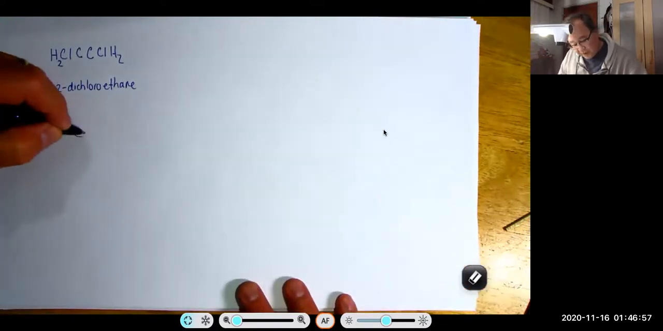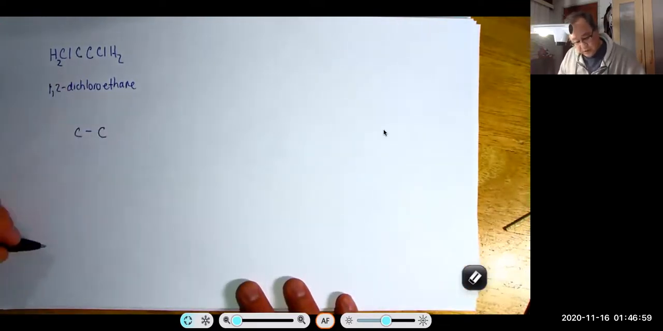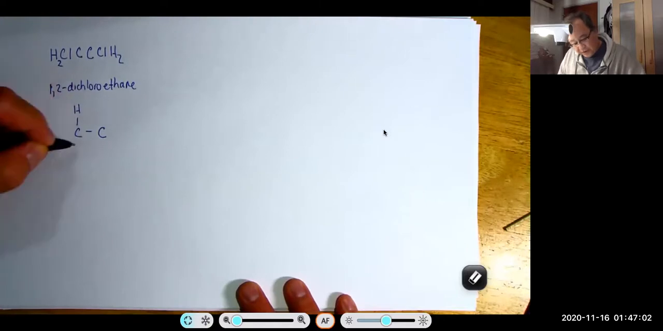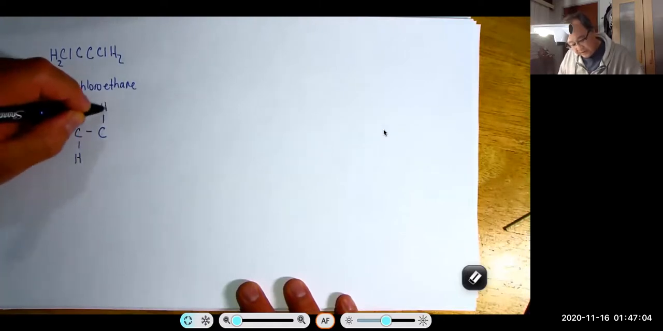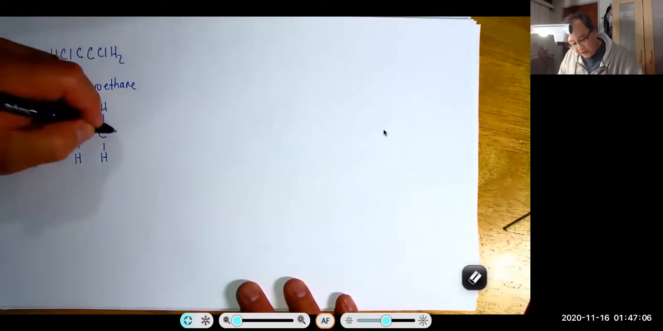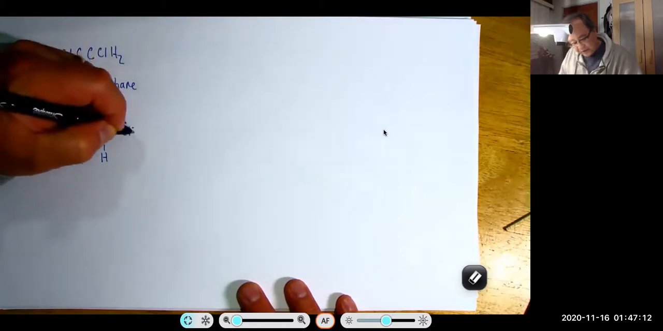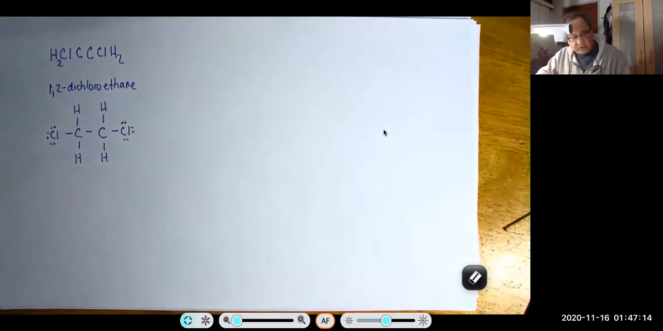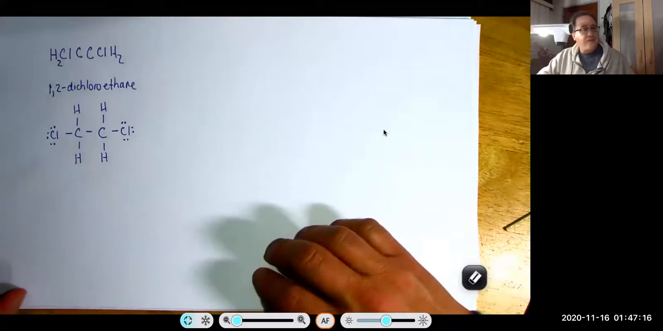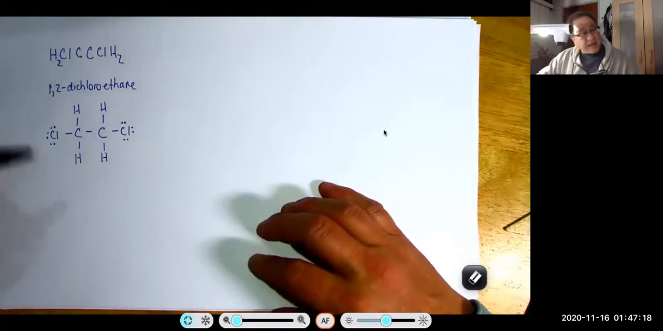2 carbons bonded to one another, 2 hydrogens on each carbon, and 1 chlorine on each. And then if I draw on the dots here, I've got a great Lewis structure. So this is the Lewis structure of 1,2-dichloroethane. Now it turns out that this guy has a dipole.